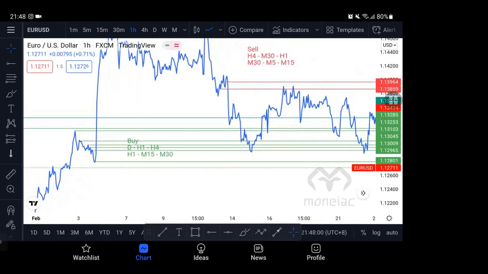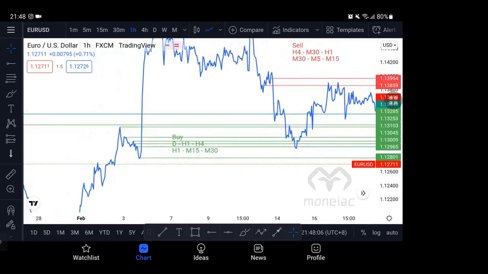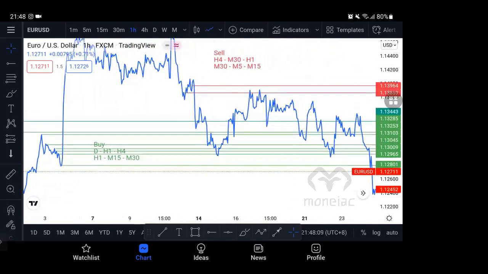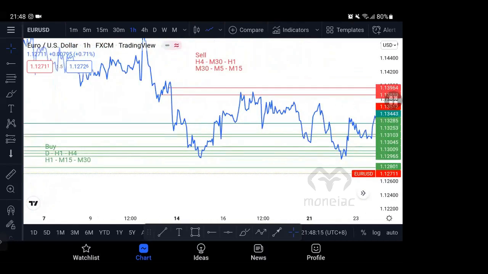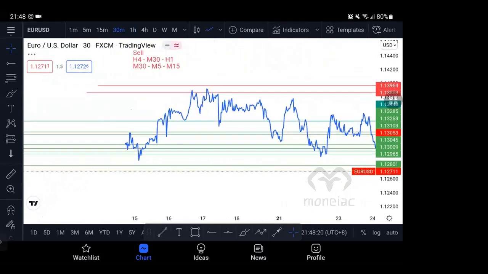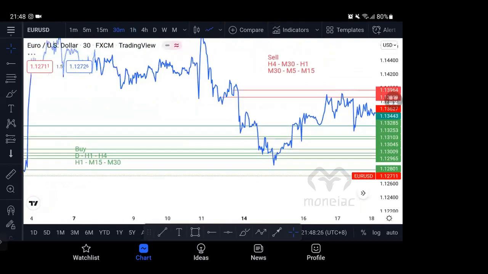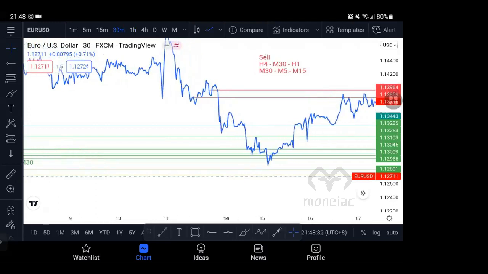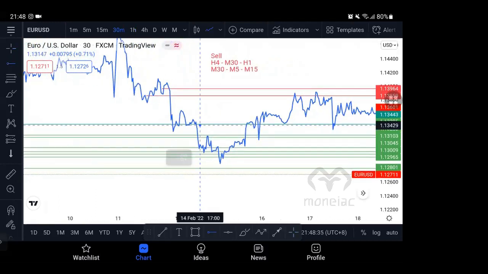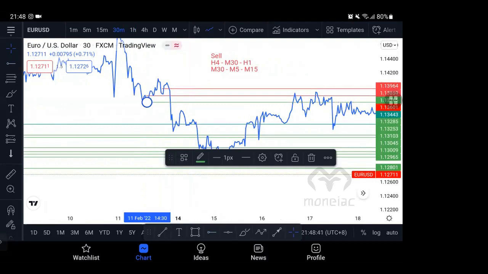Okay, so we are settled for the buy. And for the sell, we're going to mark it at the M30. So at M30, we're just going to find any available key level. So get one over here.